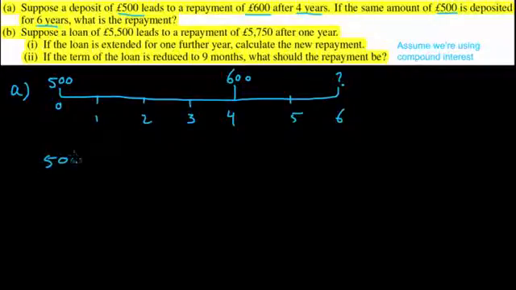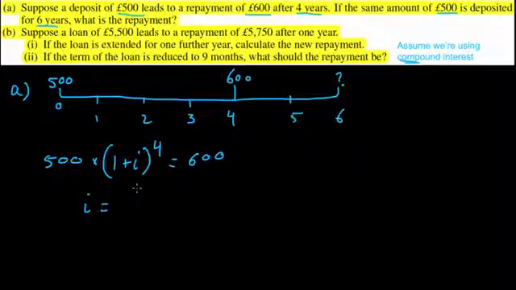So we're going to start, and we're using compound interest, which is important. Start with 500. We're going to times it by 1 plus some interest rate, compounded 4 times. It'll be an annual, effective interest rate, and that's going to give us a total of 600. So we just have to transpose this to find I, and I is going to equal 600 divided by 500, because we divide 500 on both sides.